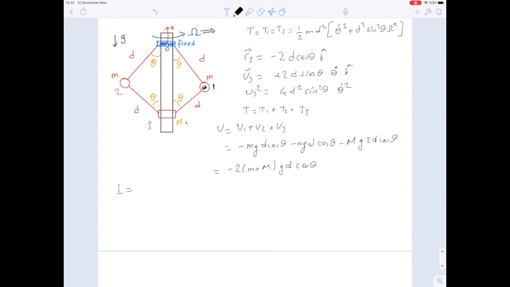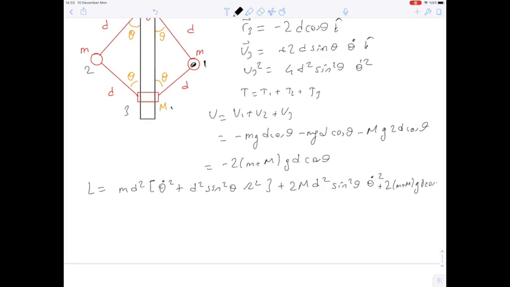So we've got T1 plus T2, so the factor of 2 goes away: md² θ̇² plus d² sin²θ ω². And for the third object, we've got 2M d² sin²θ θ̇² minus the potential energy, gd cosθ. Then the equation of motion: d/dt of ∂L/∂θ̇ minus ∂L/∂θ is equal to the non-conservative, non-constraint forces for the θ coordinate, but in this case nothing is being applied, so it's zero.